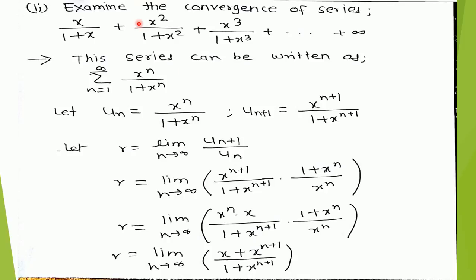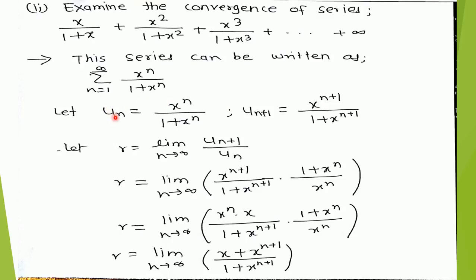Take the second example. Examine the convergence of the series x upon 1 plus x, x square upon 1 plus x square, and so on. This series can be written in the form of the series with n running from 1 to infinity, x to the n upon 1 plus x to the n. For n equal to 1 we get this term, for n equal to 2 we get this term, for n equal to 3 we get this term, and so on.